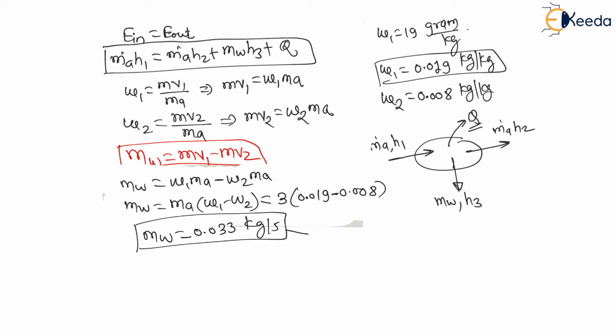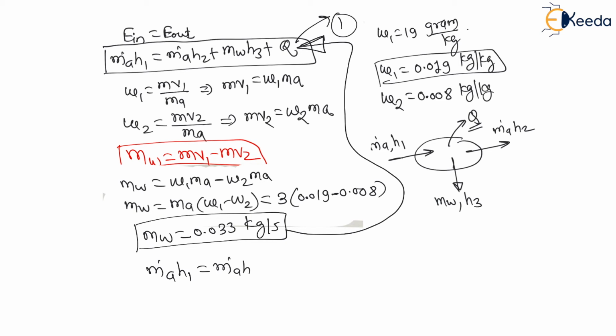Therefore put this mass of water in the energy balance equation, let us say this is equation number 1, right? So let us put this in equation number 1. Therefore mass of air times H1 is equal to mass of air times H2 plus mass of water times H3 plus heat rejected from the cooling coil, that is the cooling coil capacity, right? So let us put all the values here.